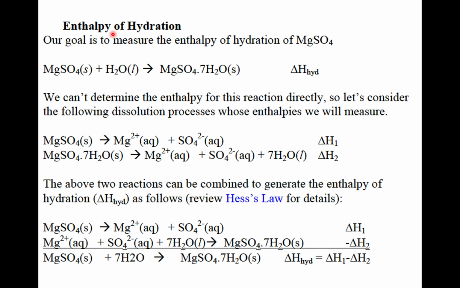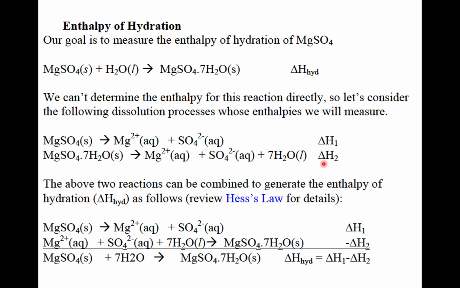So here's the experiment. Our goal is to measure the enthalpy of hydration of anhydrous magnesium sulfate. Anhydrous magnesium sulfate plus an excess of water gives us the magnesium sulfate heptahydrate, and this is called the delta H of hydration. We can't determine this directly, so we'll consider 2 processes where we can. Again, we take the anhydrous compound, dissolve it in water. We can measure this directly.